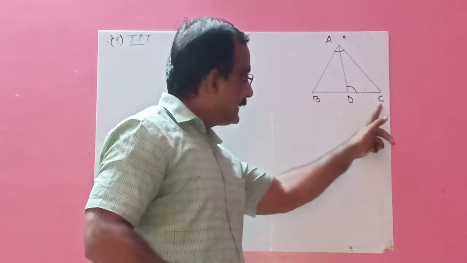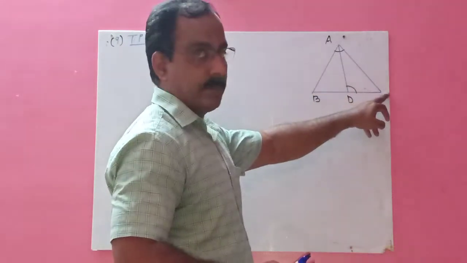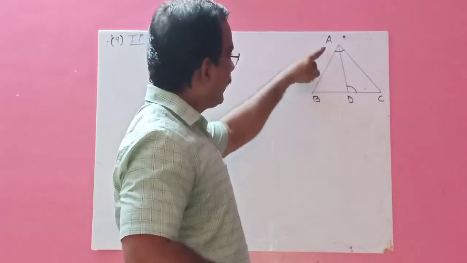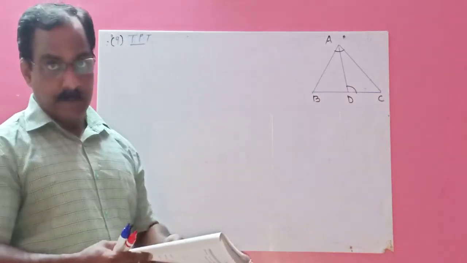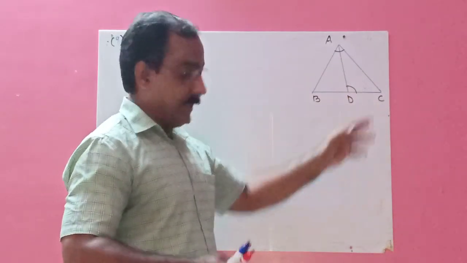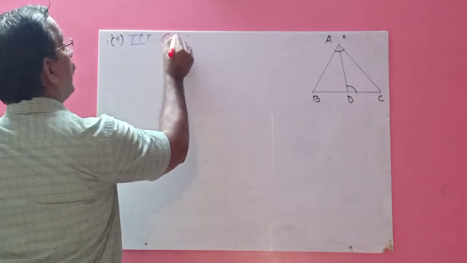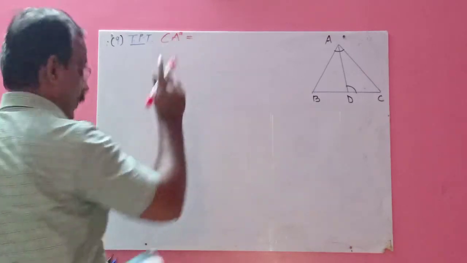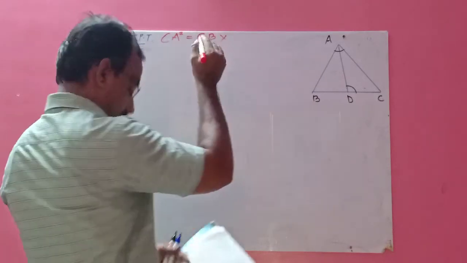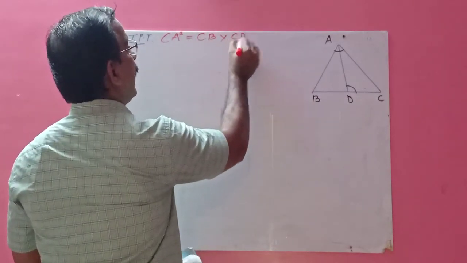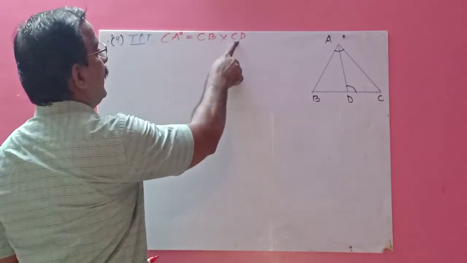Just see this figure. In triangle ABC, point D lies on side BC, such that angle BAC, the bigger triangle angle, is congruent to angle ADC. So we have to prove here CA square is equal to CB into CD. This we have to prove. Okay children, CA square is equal to CB into CD.